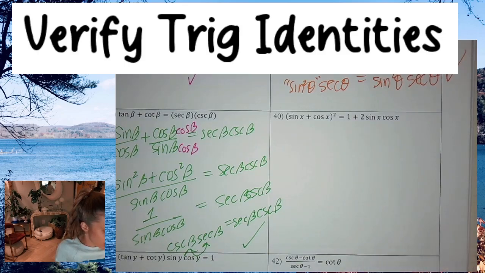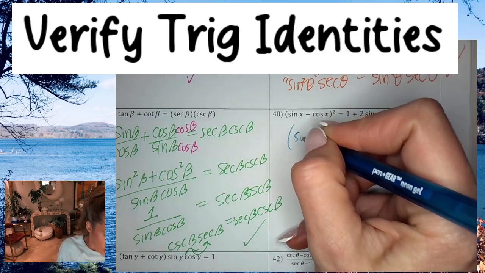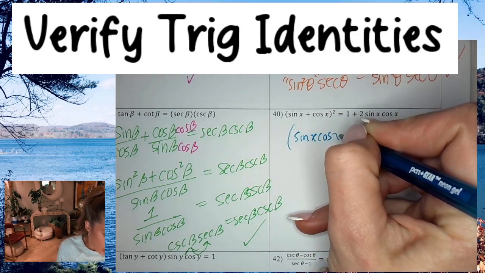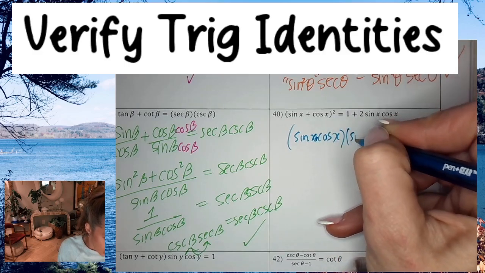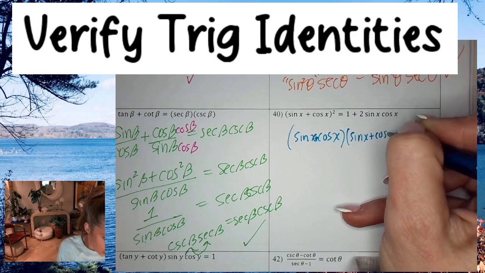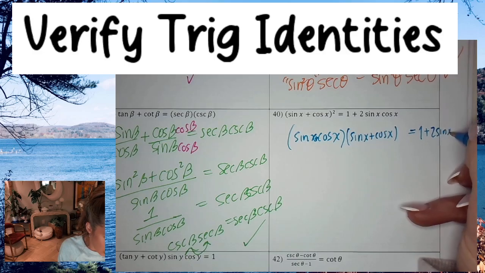All right, this one's kind of fine. So I'm going to take the left side. I'm going to FOIL out everything. So I have sine x plus cosine x times sine x plus cosine x, and I want to prove that it equals 1 plus 2 sine x cosine x.